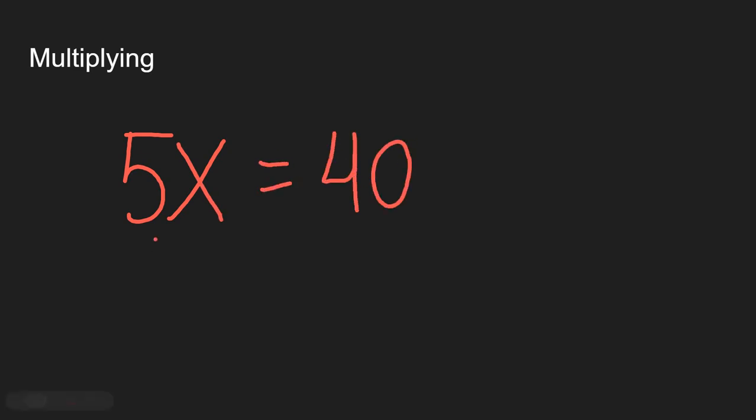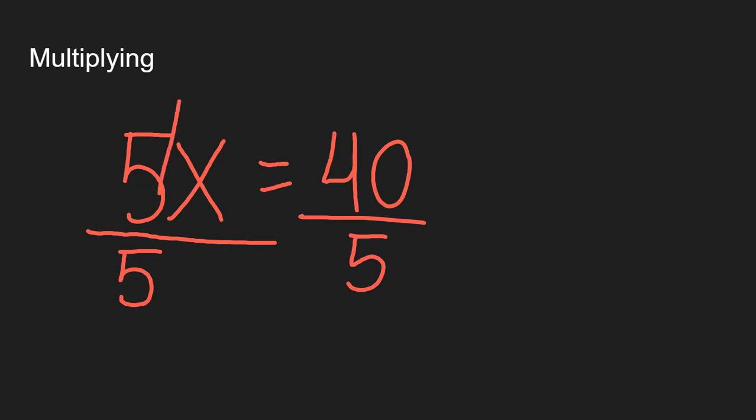Now, what if I had 5 times our variable x equals 40? What this is saying is I have 5 times some unknown number equals 40. Because it's times, the opposite of times is divide. So if I want to get rid of 5 on the left, I have to divide both sides. So 5 divided by 5 cancels that out, and we get 40 divided by 5, which equals 8.